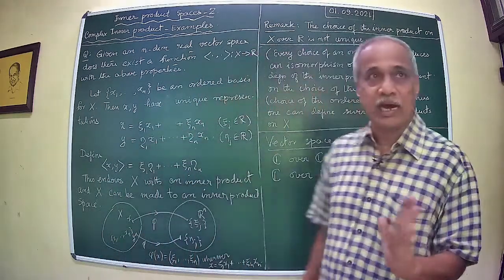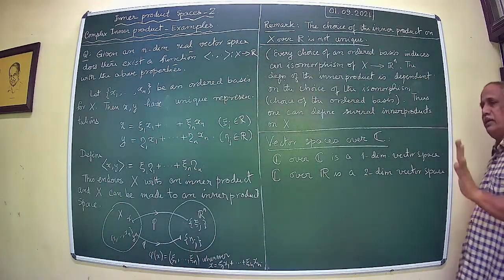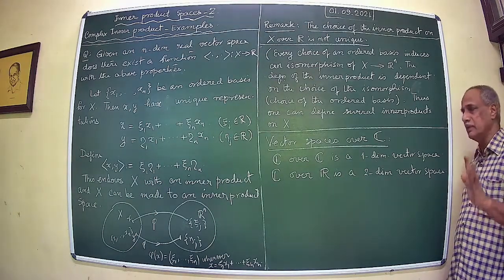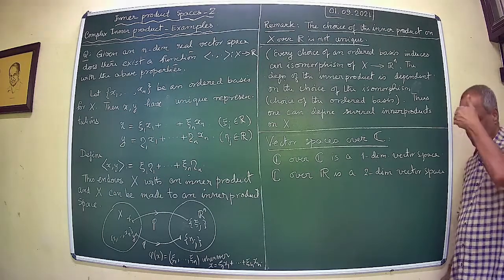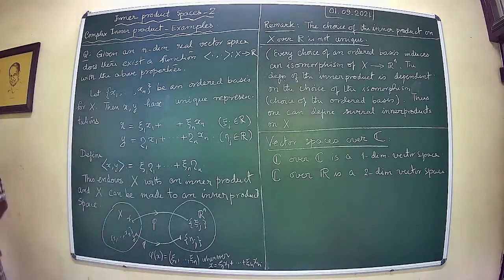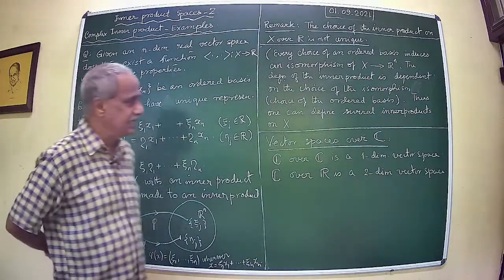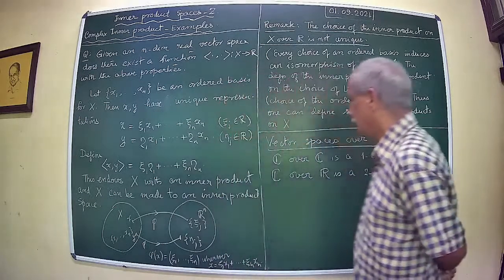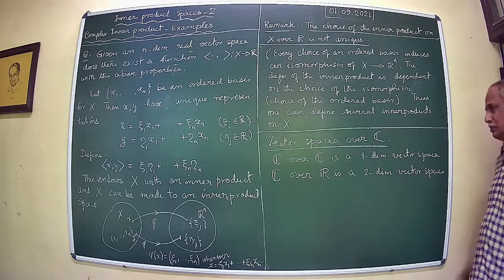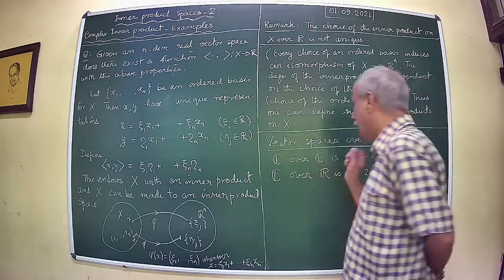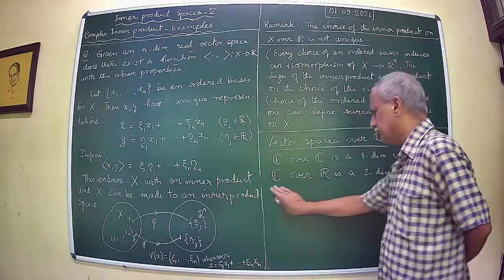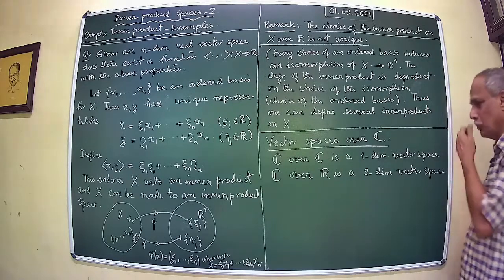So therefore, the choice of the field has a very definite role in determining the linear space structure of the same object. So analogous statements can be made that Cn over C is an n-dimensional vector space. Cn over R is a 2n-dimensional vector space. All these are straightforward. So let us see how we should introduce the inner product space. So what we try to do is we just mimic what we have been doing. Okay, let's try.